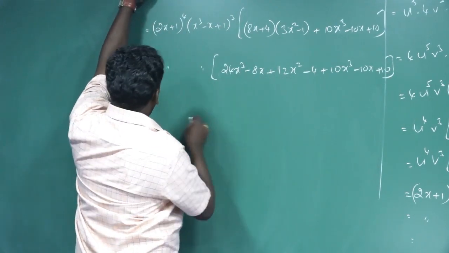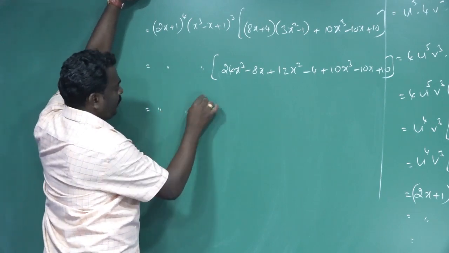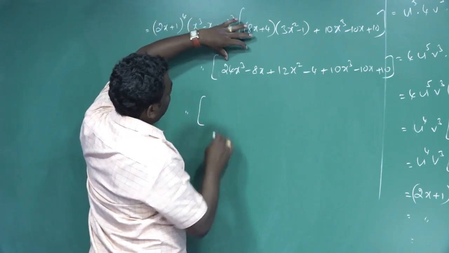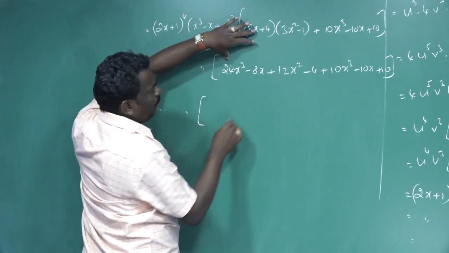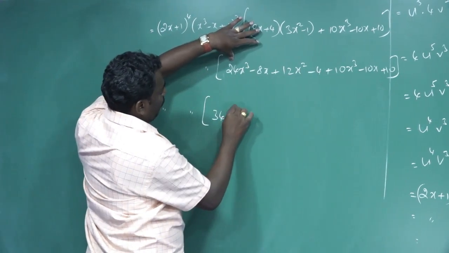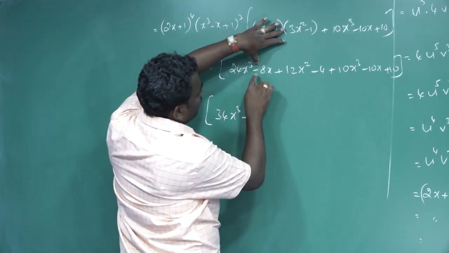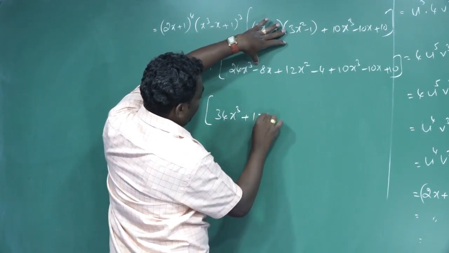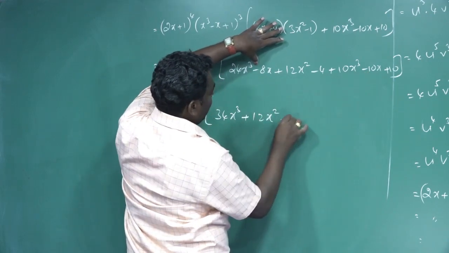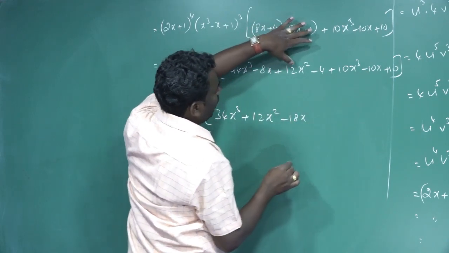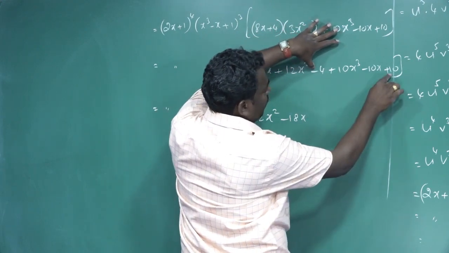Now simplify the terms. The first two terms are as they are, and combining these two terms, 24x³ and 10x³, both are plus, gives 34x³. Then plus 12x², then minus 8x minus 10x, which is minus 18x. Then the constant terms: minus 4 plus 10 is plus 6.